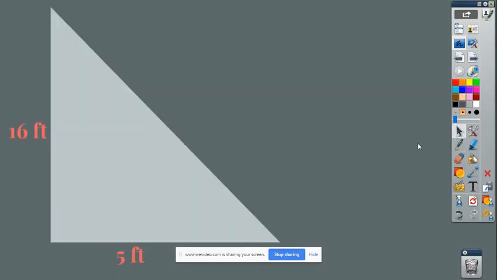Why don't you pause the video now, and on a whiteboard or a piece of paper, don't you all go and try to grab markers at the same time. Okay, you can use a piece of paper, maybe even a sticky note. Pause the video and see if you can find the area of this triangle.